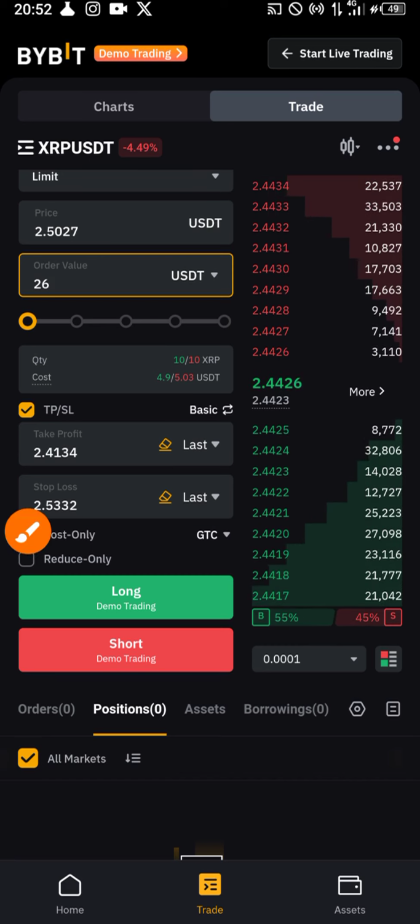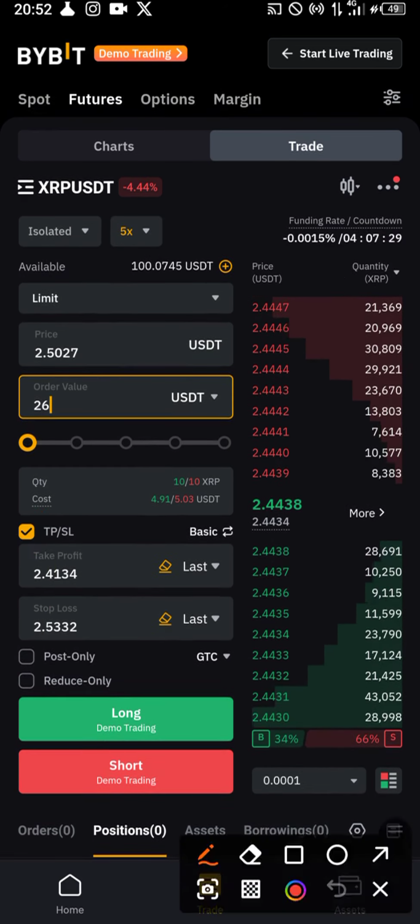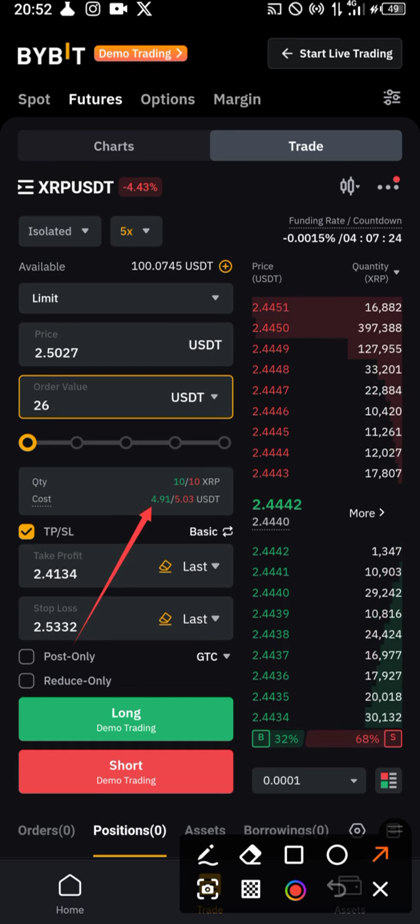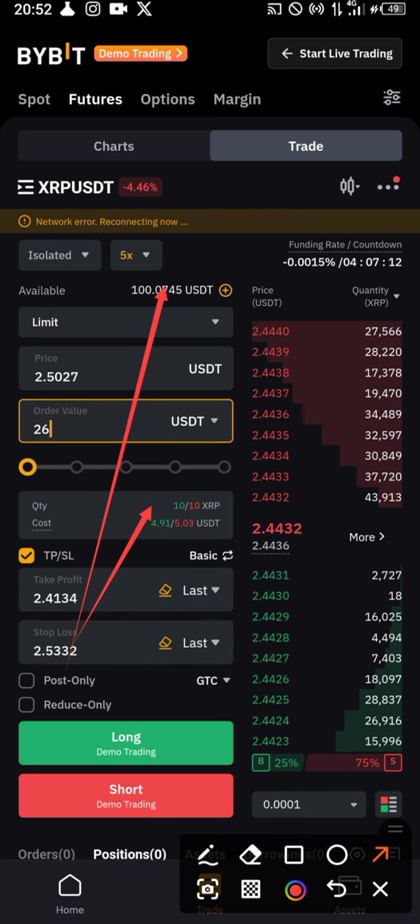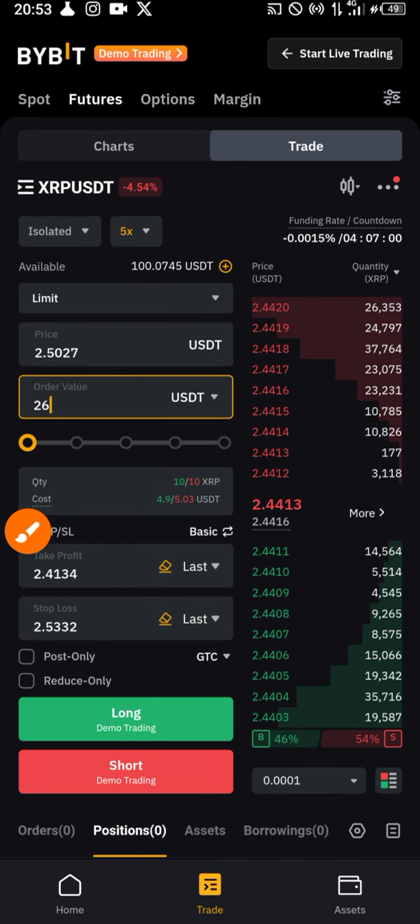And the exact cost they will deduct from my $100 is what? 4.91 to what? 5.03 USDT, right? Remember, I have an available balance of 100.0745, right? So the amount they will deduct is 4.9 to what? 5.03. You understand now? So let me place the trade.